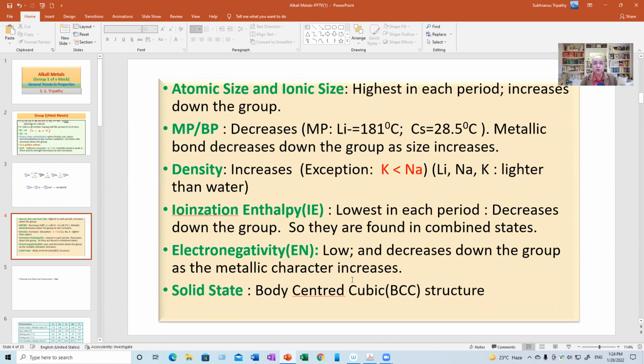In your class 12 program, you will know that all of these metals have a typical unique crystal structure that is called BCC, body-centered cubic structure. And what is body-centered cubic structure? You will be knowing later on in your solid state program. So forget about what is BCC, not BBC, BCC. BBC is British Broadcasting Corporation. BCC, body-centered cubic.